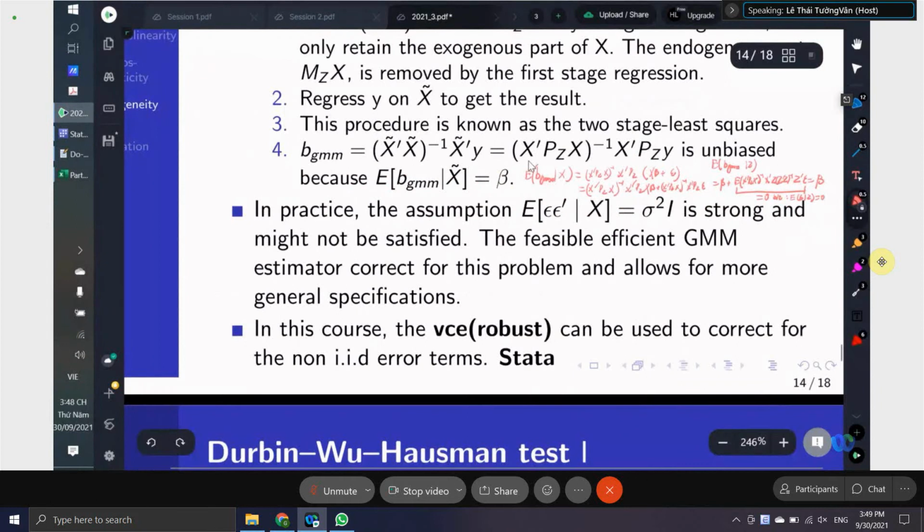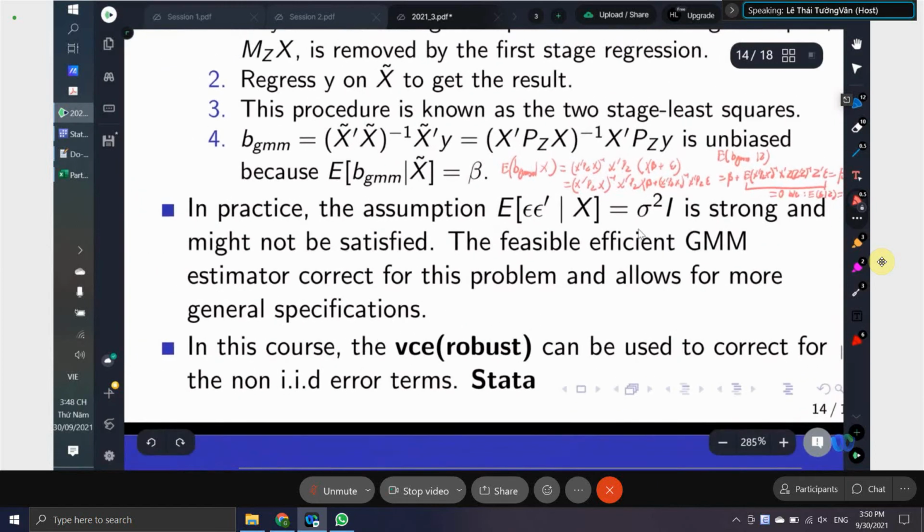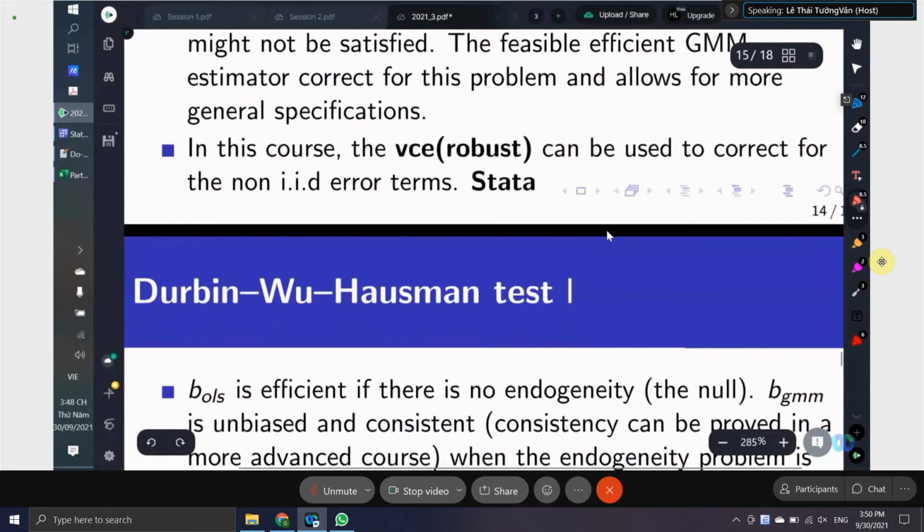Basically the idea is very simple. If the x's are endogenous, we regress the x on a set of instruments z, and we only take the prediction or the projection of x on the z space. The z space is assumed to be orthogonal to the epsilon space. So in the end, the expectation of the beta GMM is equal to the true value.